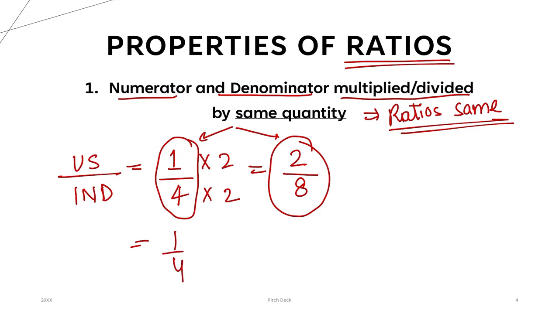Another example: 1 by 4, suppose I multiply the numerator by 32 and the denominator by 32, you will get 32 by 128.